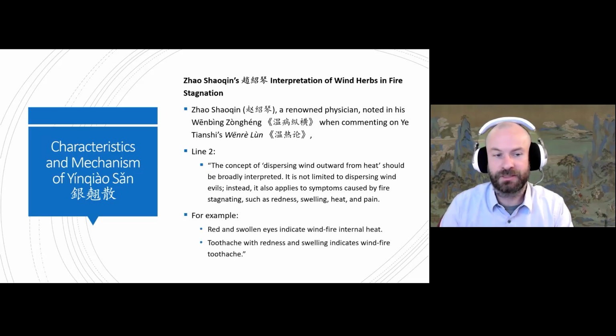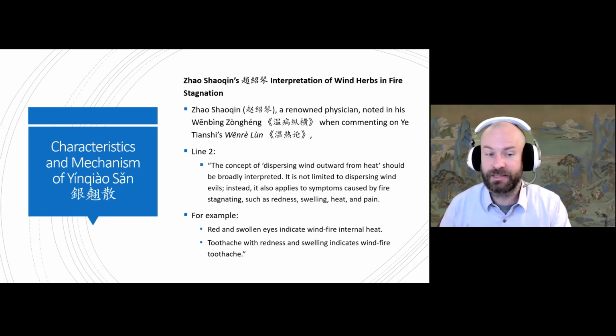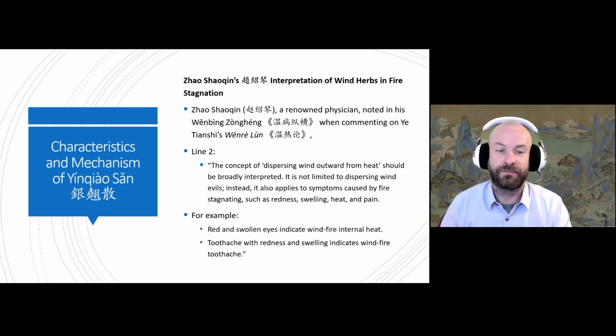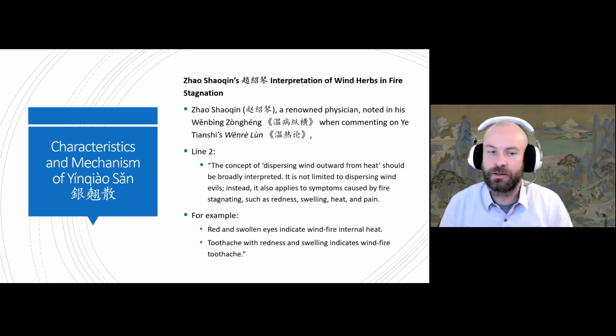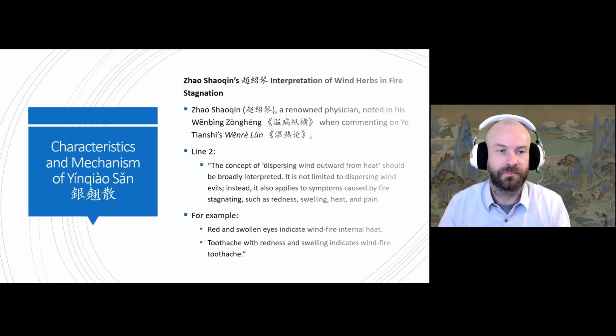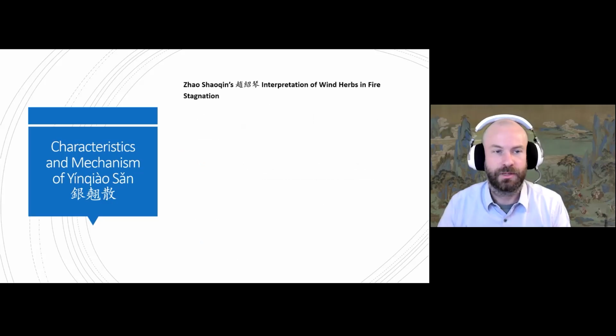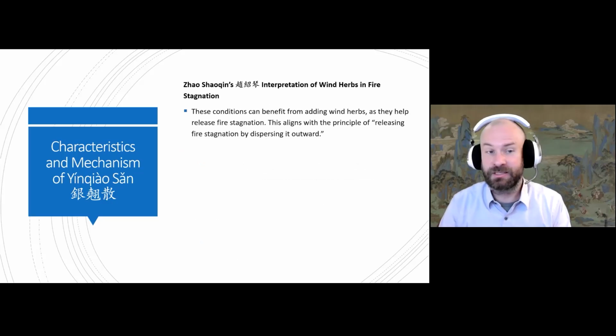So he says, for example, red and swollen eyes indicate wind, fire, internal heat. Toothache with redness and swelling indicates wind, fire, toothache. So he is trying to broadly interpret this idea of wind, fire, and heat. He further says that these conditions can benefit from adding wind herbs as they help release fire stagnation. This aligns with the principle of releasing fire stagnation by dispersing it outward.